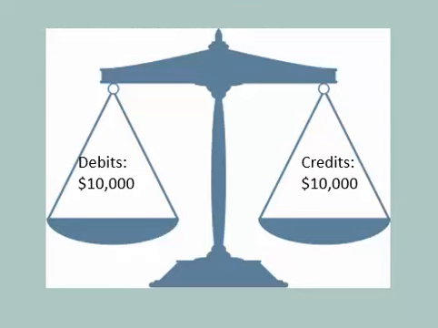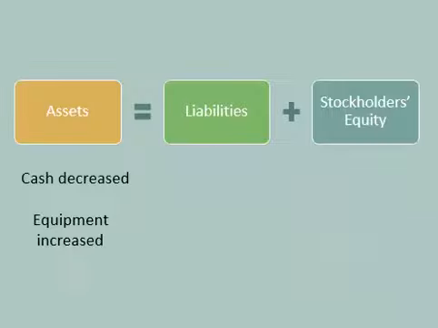You'll notice that after our transaction, our debits equal our credits, as they always will if we've recorded the transaction properly, and our accounting equation remains in balance. Both accounts happen to be on the left side of the accounting equation, and one account, cash, decreased, while the other asset account, equipment, increased. But our accounting equation is still in balance.